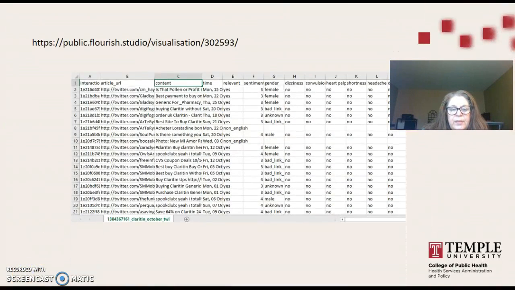Here's an example of a snippet from a crowdsourced dataset. It's from Twitter, and this Twitter dataset collected patient-reported adverse events or symptoms using the drug Claritin. This data was then put into a visualization using Flourish Studio.